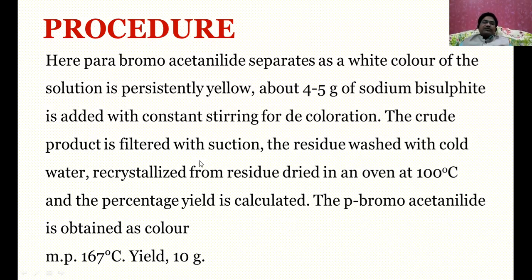The crude product is filtered with suction. The residue is washed with cold water, recrystallized from ethanol, dried in an oven at 100 degrees centigrade, and the percentage of yield is calculated. The para-bromoacetanilide is obtained as a colorless solid. The melting point is 167 degrees centigrade and the yield is generally 10 grams.